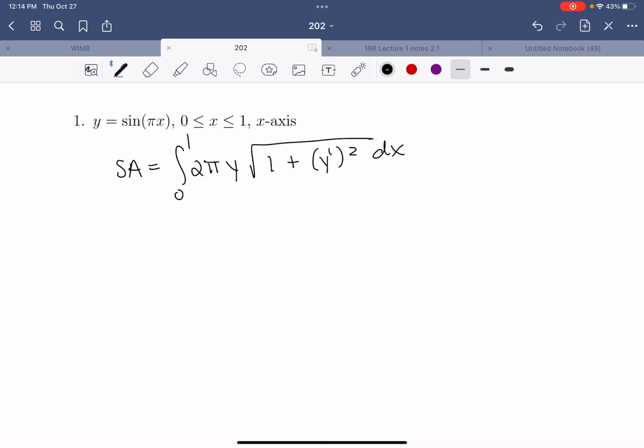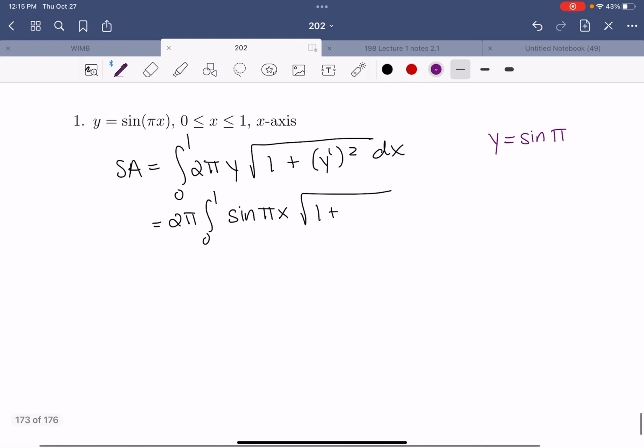Okay, so we're going with respect to x, which is why I went with 0 to 1. And so our 2 pi can come out front, 0 to 1. My y is my function, sine of pi x. And then I'm going to have the square root of 1 plus. Now we go to the side and we say our y is sine of pi x, and so our dy is cosine of pi x times pi.